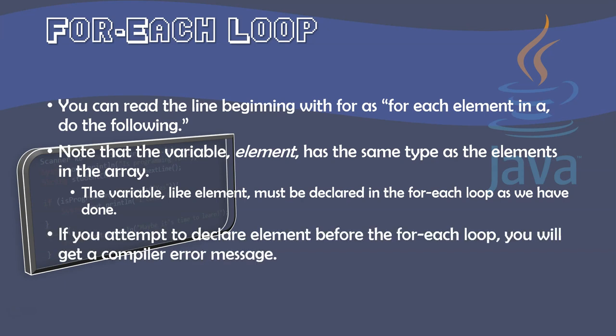variable name. Now, if you attempt to declare element before your for each loop, you might think, well, I can declare it outside, right? Because with regular for loops, you can do that. For example, you can say int i and initialize that outside your for loop, and then use it, or you can do it inside the for loop. However, doing this in the for each loop, you'll get a compiler error message.